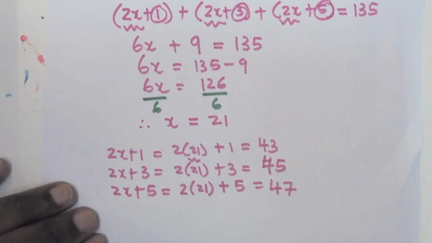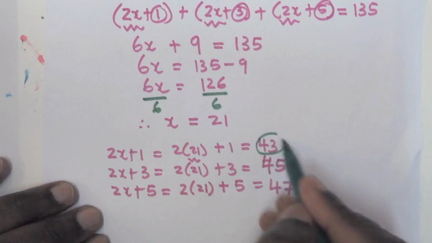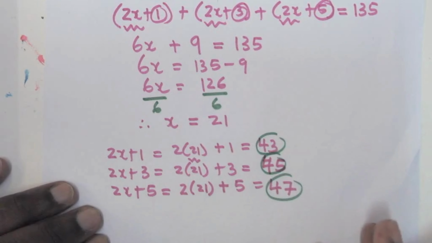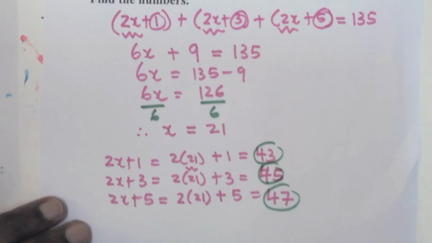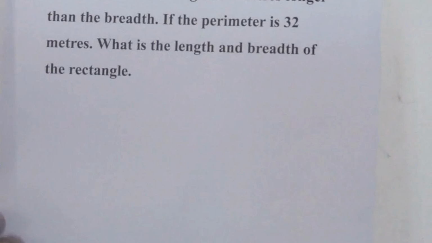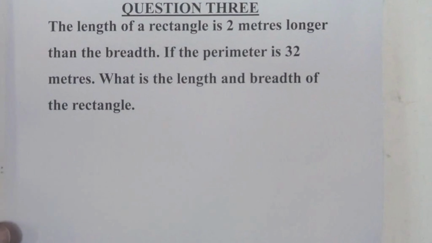You can take your calculator there and add these numbers here. And if we add them on our calculator, we see that they are giving us an answer of 135. Moving on to the next question. I'm going to put it up here so that we can all see it clearly.